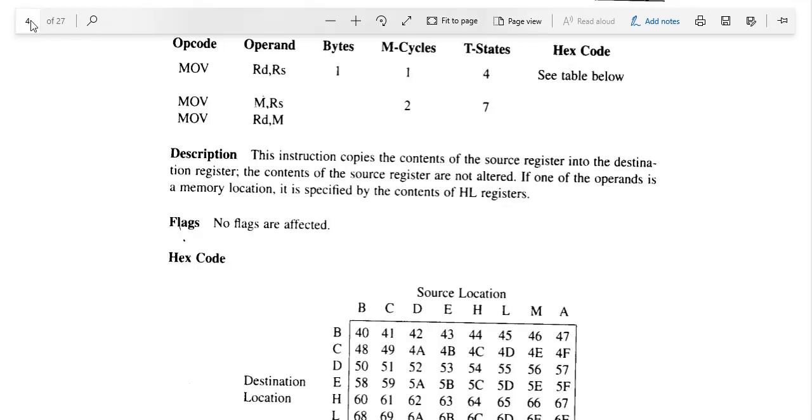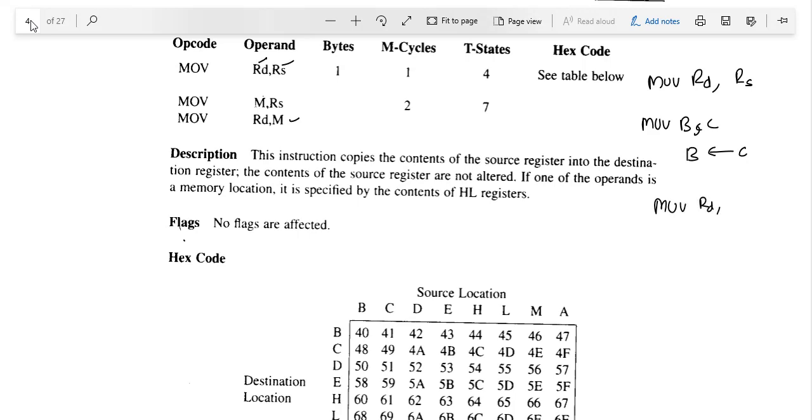As I already told you initially, the source can be register, memory, or immediate data. Destination can be register or memory. If we take the example of move RD comma RS, RD means the destination register and RS means the source register. Registers can be B, C, D, E, H, L. For example, if I write move B comma C, it will move the data of the C register onto the B register.